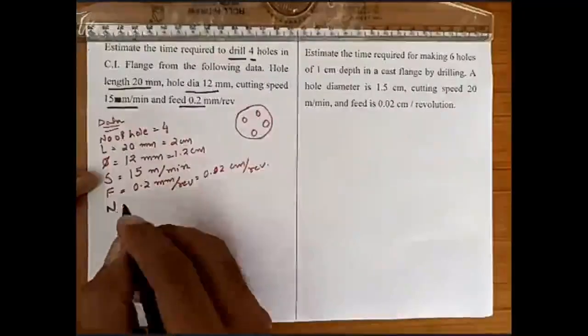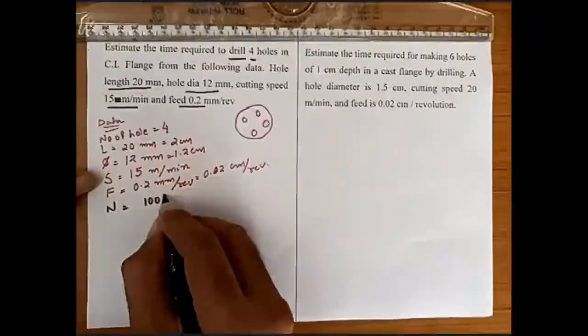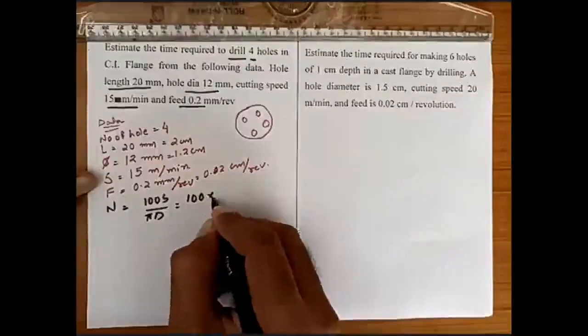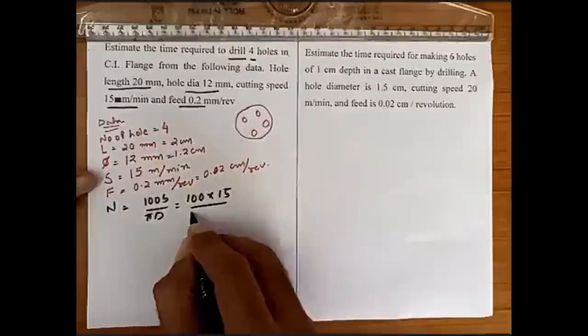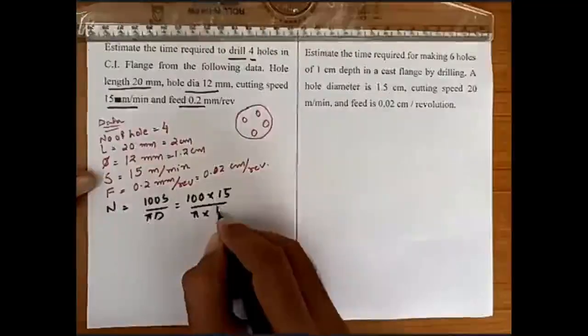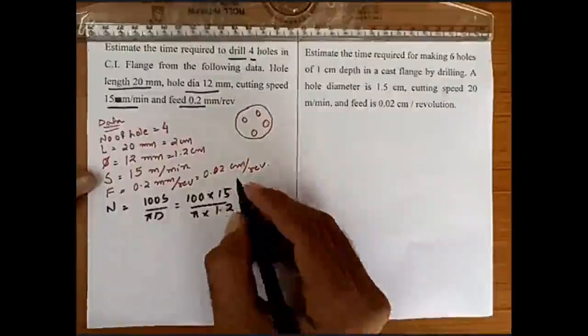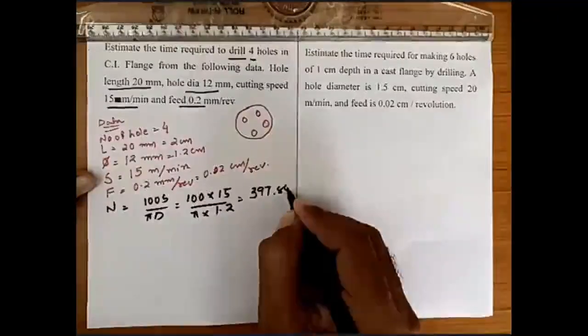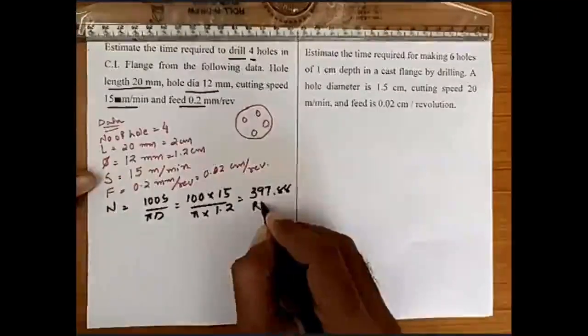The spindle RPM N is equal to 100 S upon pi d, 100 into 15 upon pi into 1.2, is equal to 397.88 RPM.